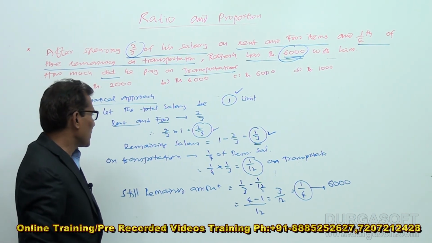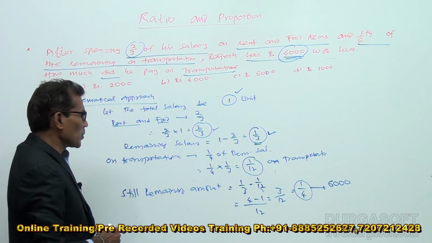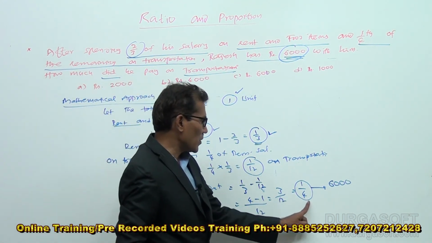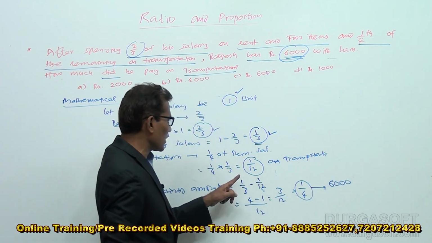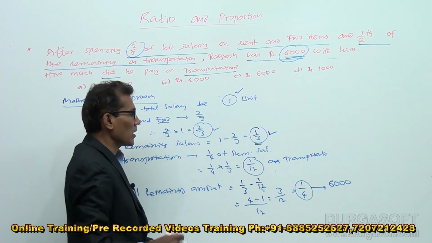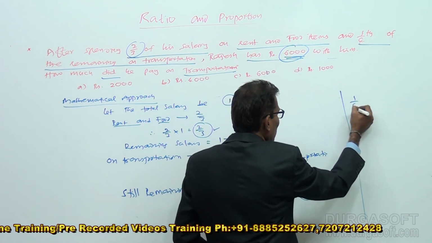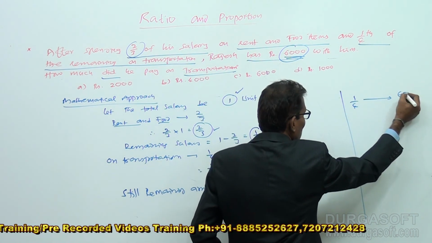We need to find only the transportation. The transportation value is how much? Only 1/12. So the 1/4 value is 6,000 rupees. We need to find the transportation, which is the 1/12 value according to our question. So from this it is very clear that the 1/4 value is going to be 6,000 rupees.